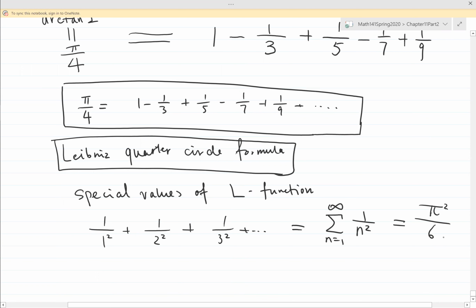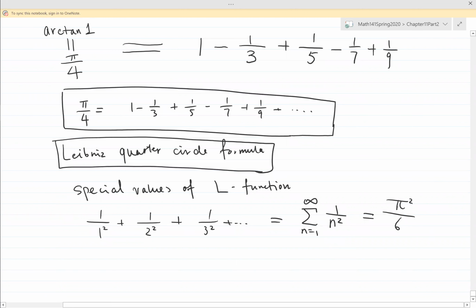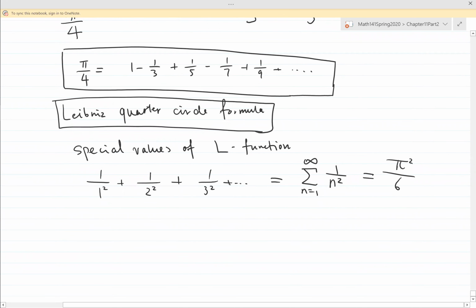Okay, these two formulas are of the same flavor. They both come from special values of L functions. Even today there are many open problems in this area. For instance, if we change the number 2 to the number 3, we don't have a closed formula for that.